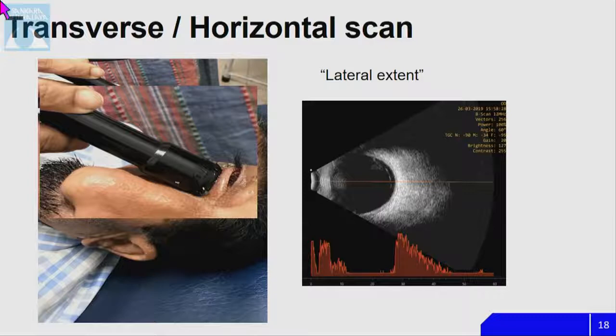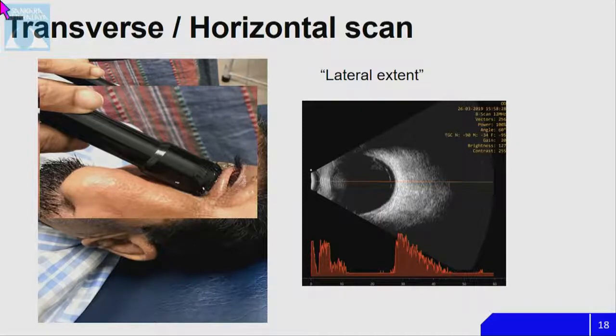We are scanning the superior quadrant, and the probe is placed nasally. The transducer oscillates parallel to the limbus. That is the only thing we should remember. We are scanning the superior quadrant, assessing the lateral extent, and the probe is placed at the limbus. We are seeing lesions posterior to the equator.